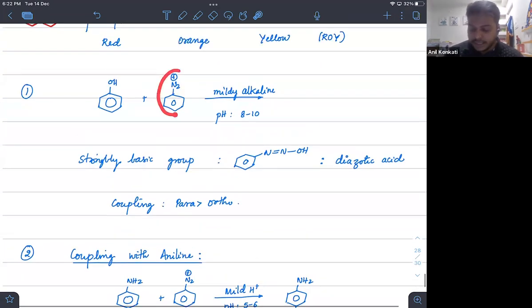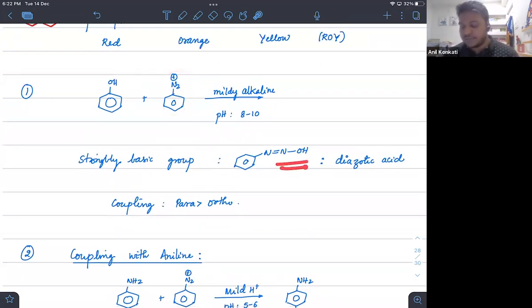Then this aniline will directly react with the base and becomes diazotic acid. So we want to avoid a strongly basic medium. If you have a more acidic nature, correct? Suppose you take an acidic medium, there is a chance that phenol might undergo protonation, because it will also have a lone pair, that will take H plus and gets deactivated.